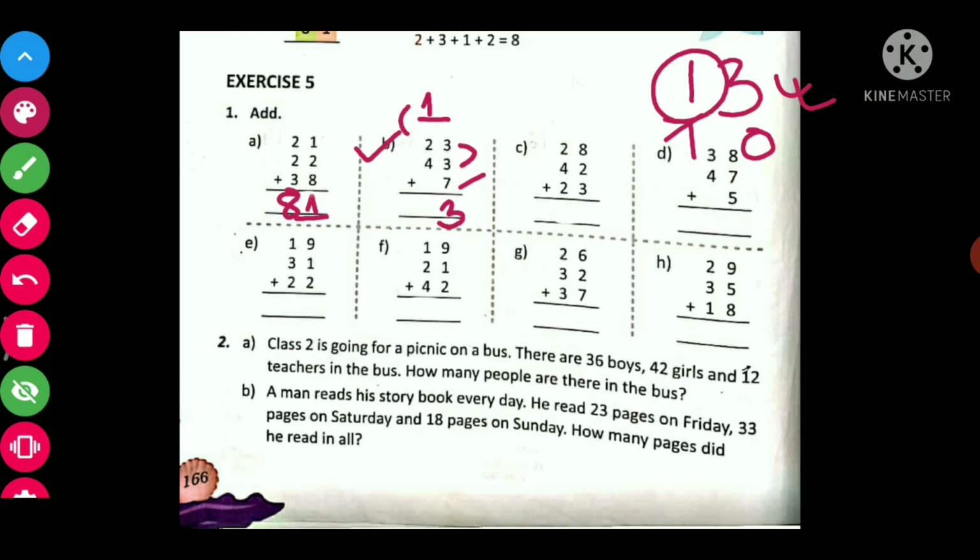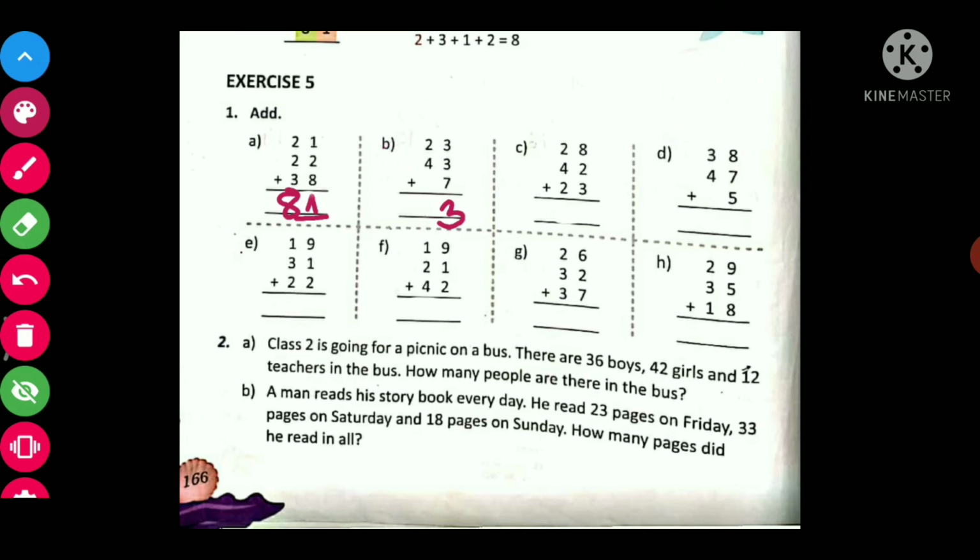Now 1 plus 2, it will be how much? 3. 3 plus 4, 7, right? So now we'll write what? 7. Okay, now see the C part.